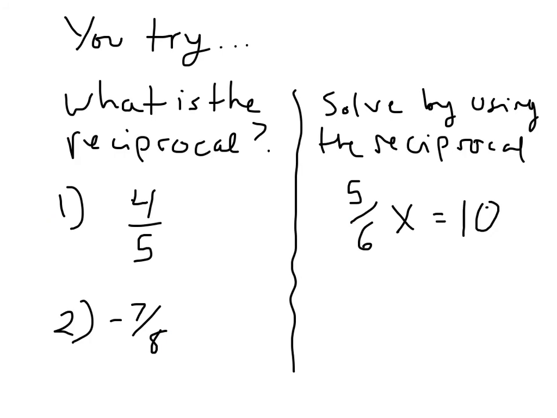All right, now you try. Click pause. There are 3 problems to try. Here's number 3. The first 2 questions ask you to find the reciprocal. So try finding the reciprocal of 4/5 and -7/8. The third question is to try solving by multiplying by the reciprocal. Click pause, try each problem, and when you're ready to see the solutions, click play, and I'll review them for you. Good luck.